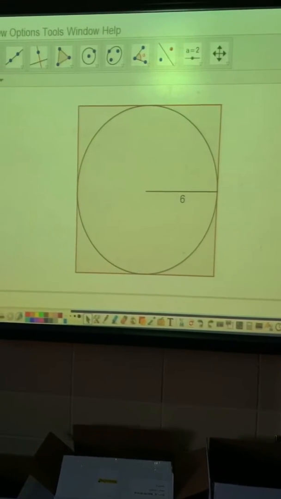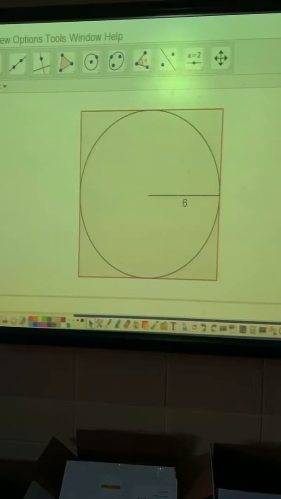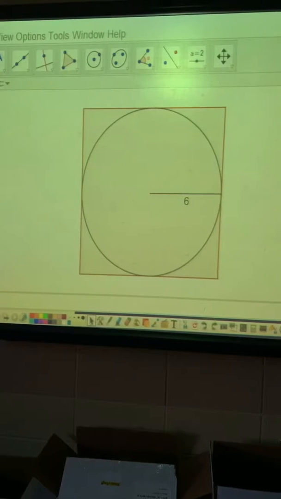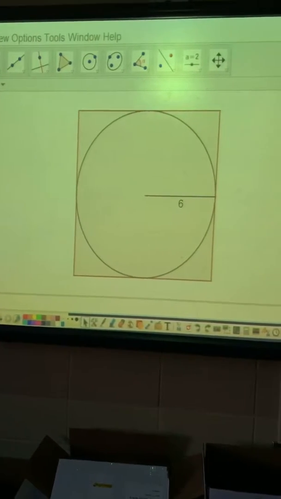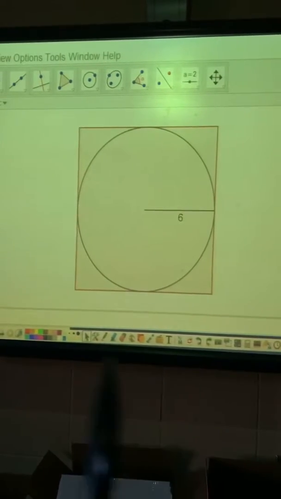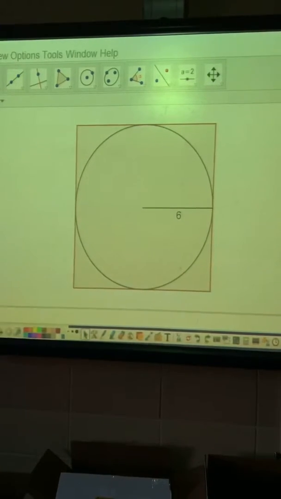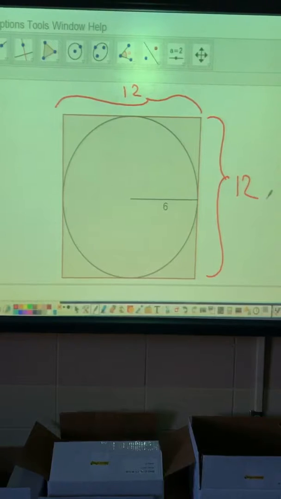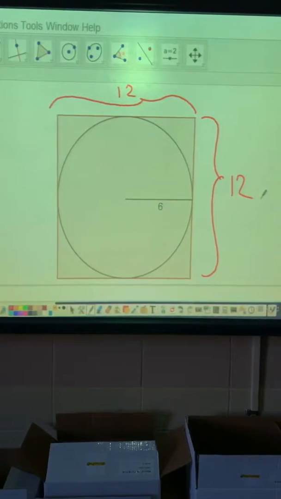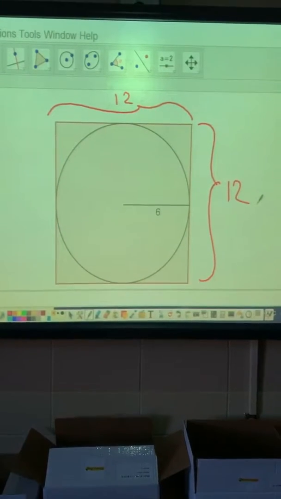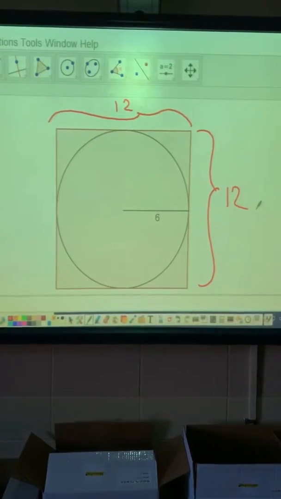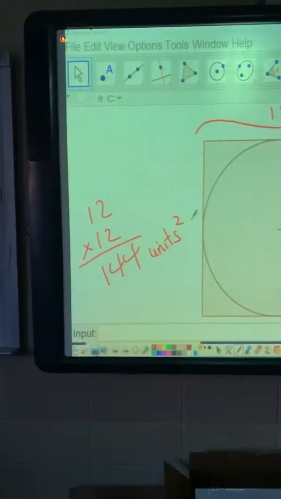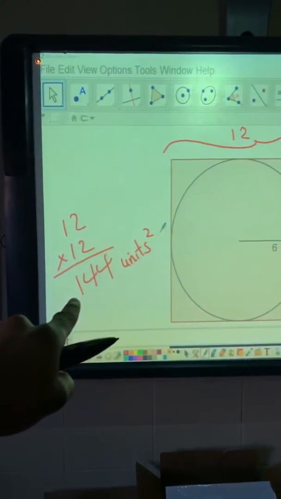The main thing is you got to know what your parts of a circle and squares are, and you got to know a couple of facts. Based on what we're looking at, a radius, that means all the way across is 12, and therein lies your answer. So the measurements for this square is a 12 by 12, and 12 times 12 is 144. That's your answer. 12 times 12 equals 144.